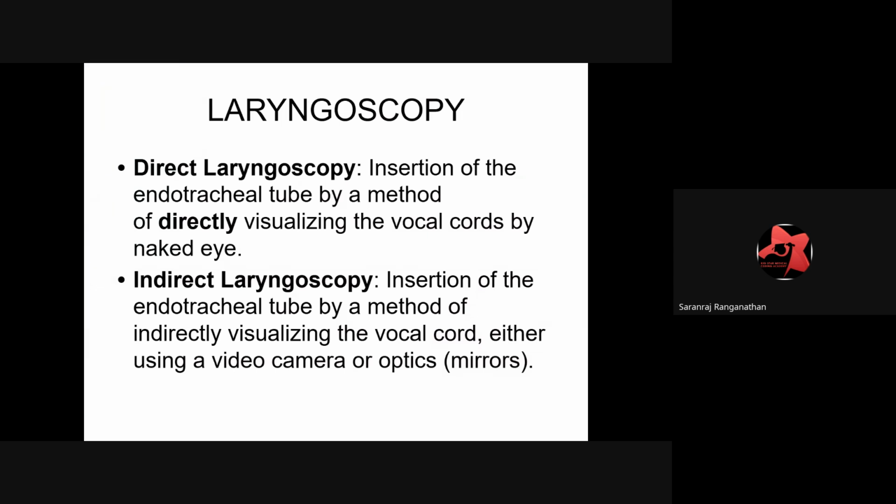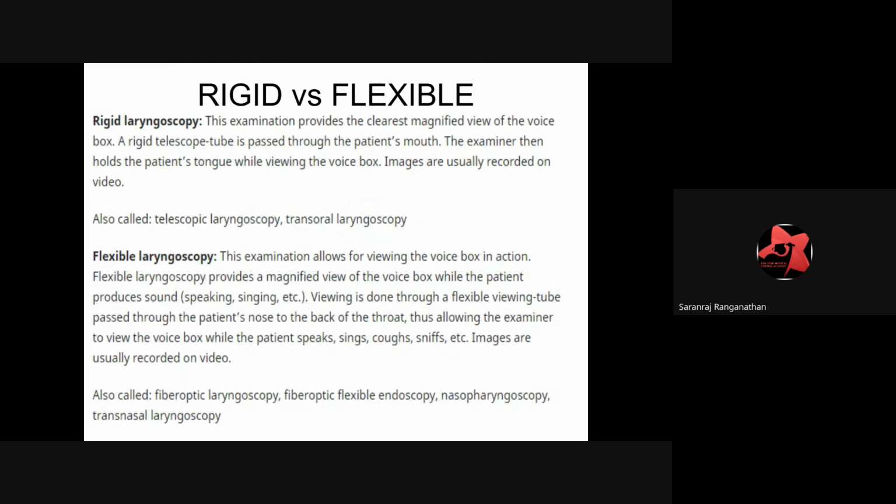So that is what they are telling here: direct laryngoscopy is insertion of an endotracheal tube by directly visualizing the vocal cords with the naked eye. Indirect laryngoscopy means insertion of an endotracheal tube by indirectly visualizing the vocal cords, either with a video camera or mirrors. They will use the mirrors.